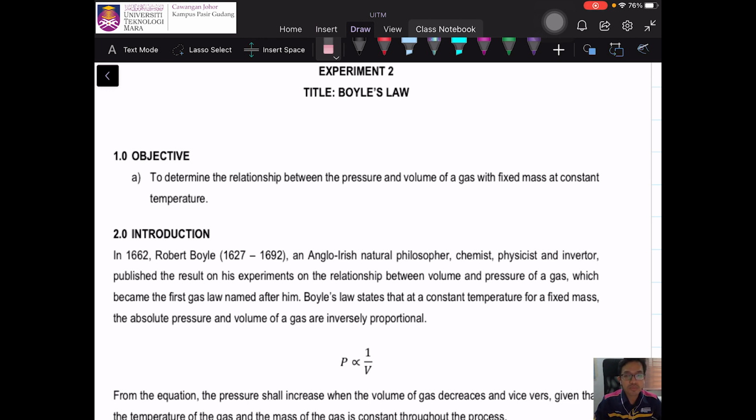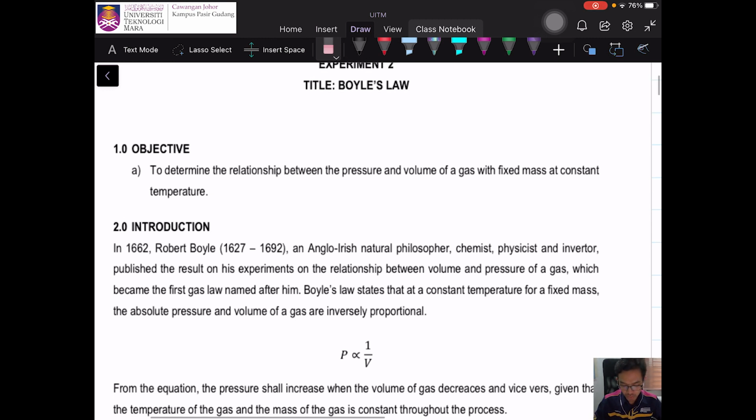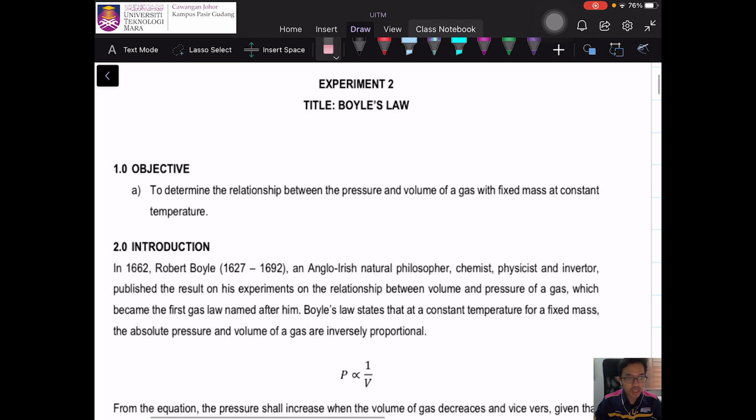Today I will elaborate more on the second experiment of thermal fluids laboratory T2, which is Boyle's law. Before we go through the experiment and this lab sheet, I would like to explain the theoretical part of the experiment, which is very important before we conduct it, so that all of you can have some ideas on what this experiment is all about.